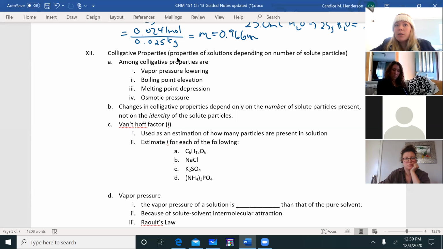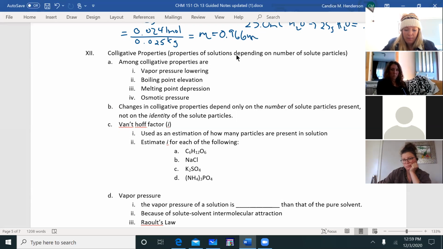And these colligative properties will change the solvent. So let's say our solvent is water. Water is going to have a certain vapor pressure, a certain boiling and melting point, and a certain osmotic pressure. If I add salt to it, these things will shift or change because these particles have an effect on the properties of the solution.